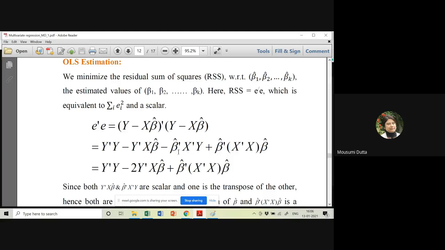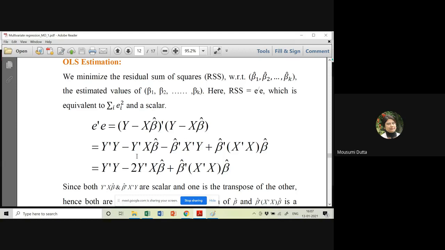And what about the next term, beta hat prime X prime Y? Beta hat is K by 1, so beta hat prime is 1 cross K, then K cross N, then N cross 1. Again, it is of order 1 by 1. For every term, you consider the orders, and you will find all are scalar. E prime E is a scalar, so all the right-hand side terms are scalar.